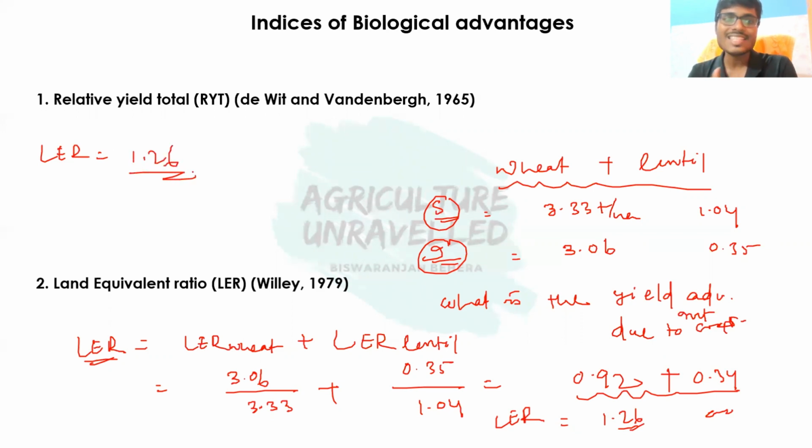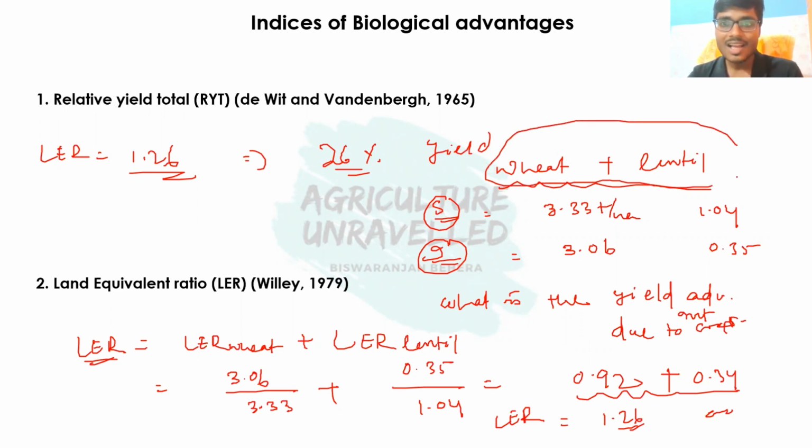Then what does this 1.26 indicate? That is a 26% yield advantage due to this wheat plus lentil system from the same area as the sole cropping. Okay, that is the first interpretation.